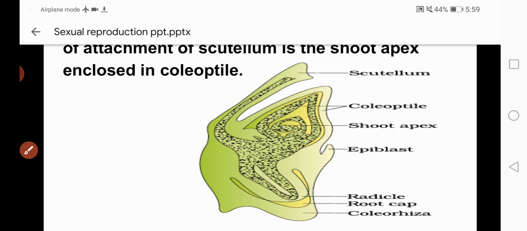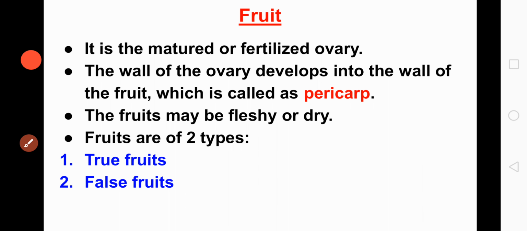Okay. Now after fertilization, ovary develops into fruit. Okay, so this fruit is the matured or the fertilized ovary, and the wall of the ovary develops into the wall of the fruit, which is called as pericarp. So what do you mean by pericarp? So pericarp means it is the fruit wall or the ovary wall. So ovary wall later on develops into fruit wall, which is called as pericarp.